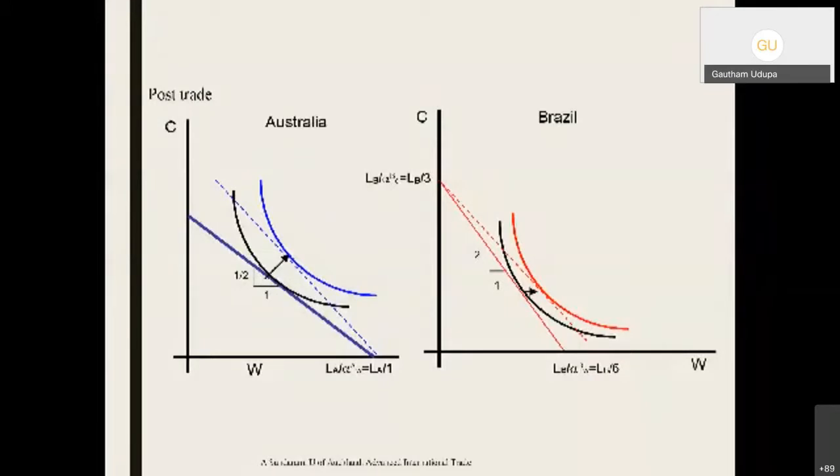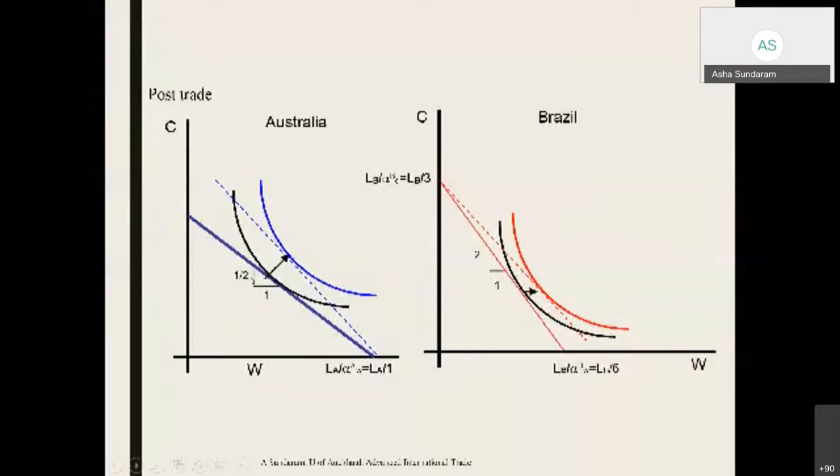So some say it's Brazil gains more. And another comment says it depends on the common relative price. Very good. Yes, very good. So it really depends on the prices. Okay. So who gains most depends on what's going on with that rotation.